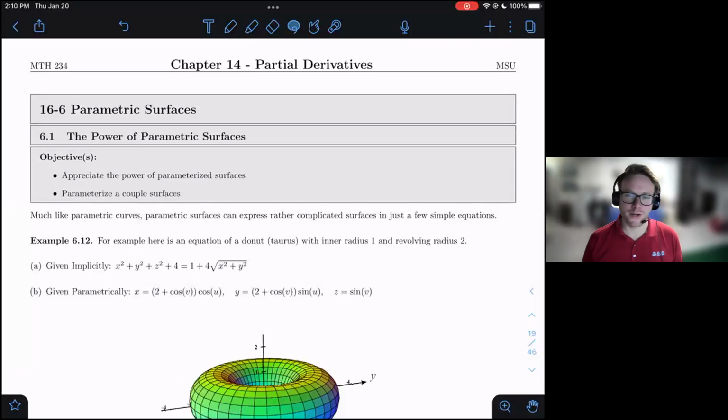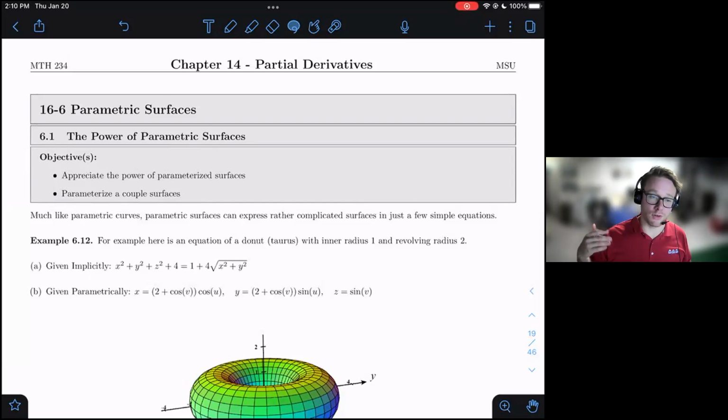All right, welcome everyone to the section after 14.4, which is these parametric surfaces from chapter 16. Now, the reason why we're sprinkling in parametric surfaces here and there, we saw these first at the tail end of chapter 13. There was a section that I called 13.9.